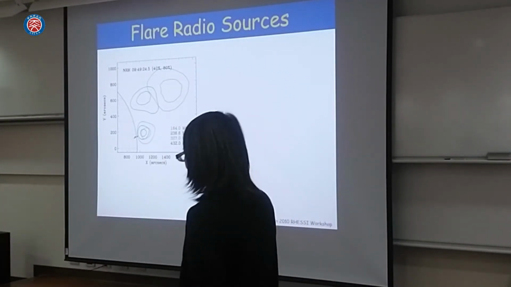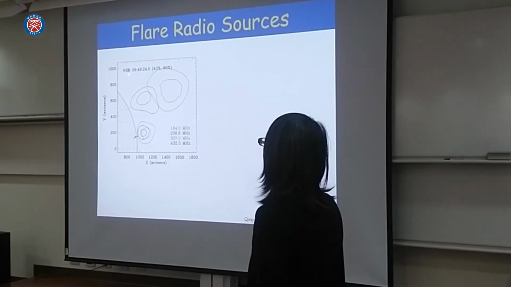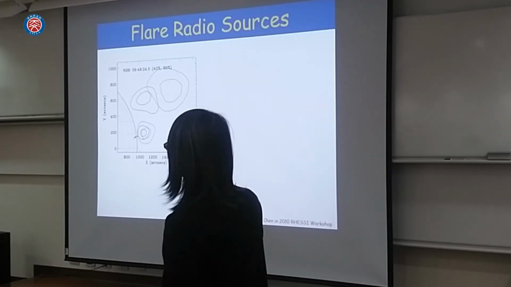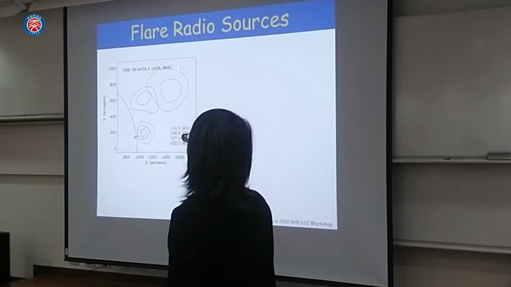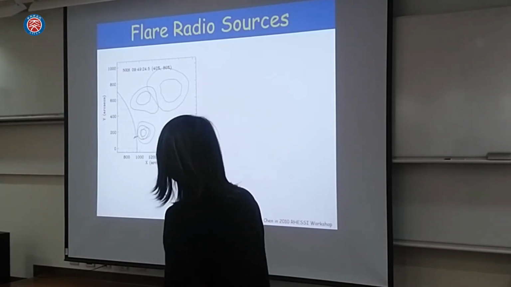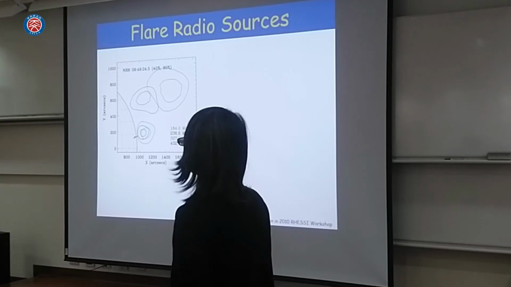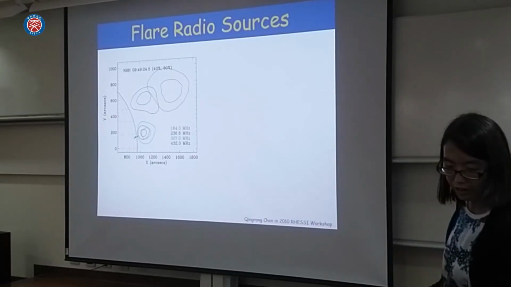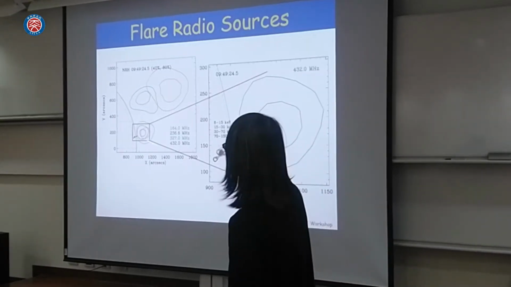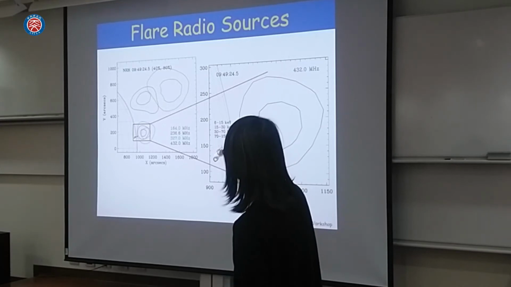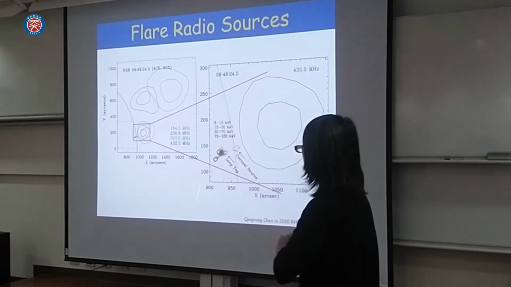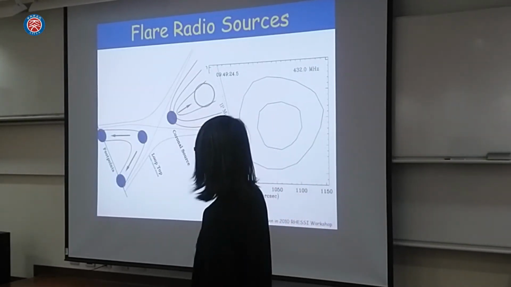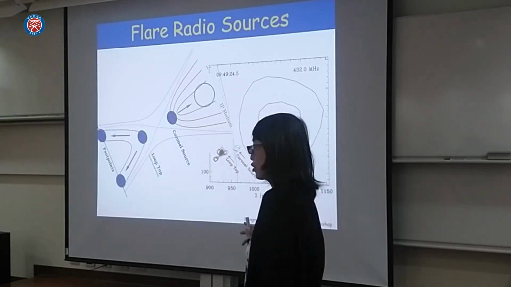Okay, here shows the observation by the Nancay Radioheliograph. The contours are the radio emission at different frequencies. So we first focus on the bottom side. Here just shows the observation from the HXR. The bottom one is just consistent with the so-called standard flare model.